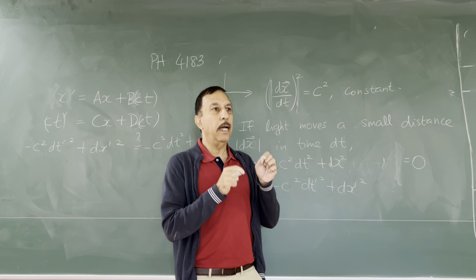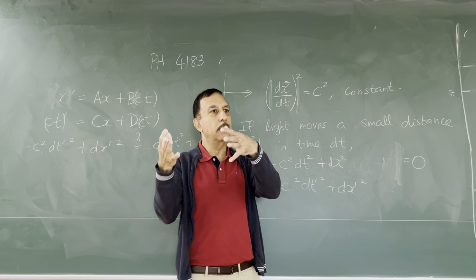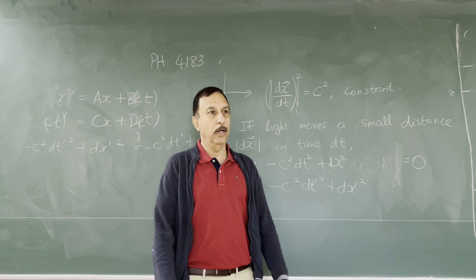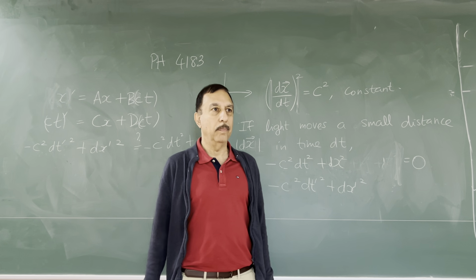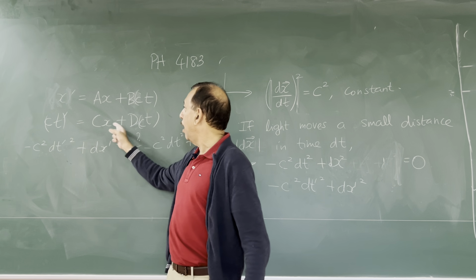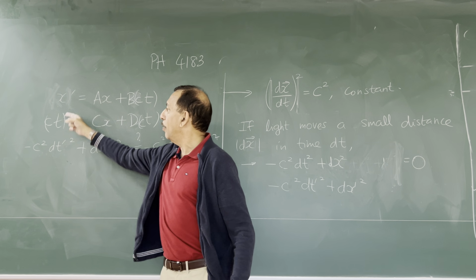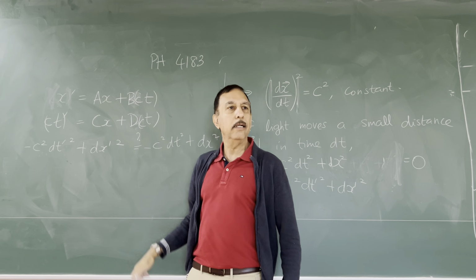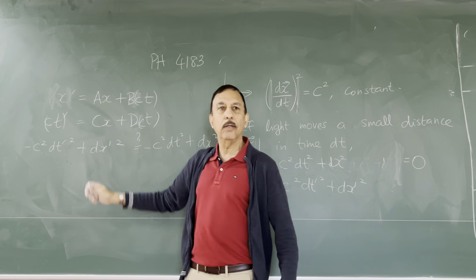I'm looking at the motion of light, but the two frames I'm looking at are ground and ship. v can even be quite small. I'm not saying v is equal to c. v is there in the problem. A, B, C, D have to depend on v, because if v is 0, what should I find? x prime and t prime are the same as x and t. So if v is 0, A should be 1, D should be 1, B should be 0, C should be 0.